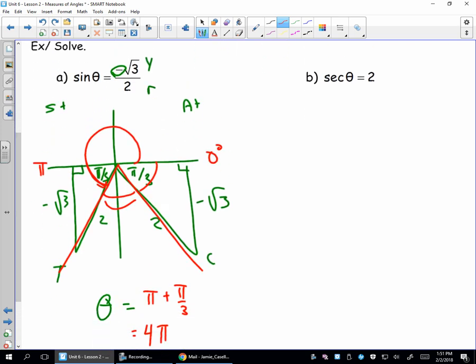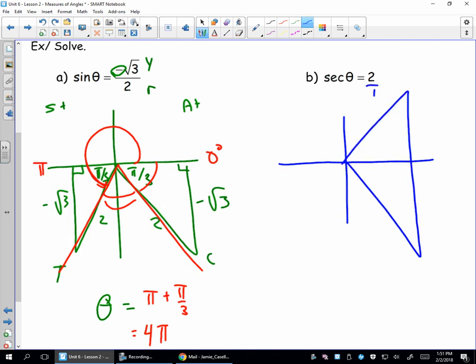Now try the next one. Secant equals 2. Okay, secant is related to cos. Cos is positive in the C and the A. Secant, well, cos is x over r, so this is r over x. So I got an x value of 1, an r value of 2. I need a 1, a 2, and a root 3 in here.